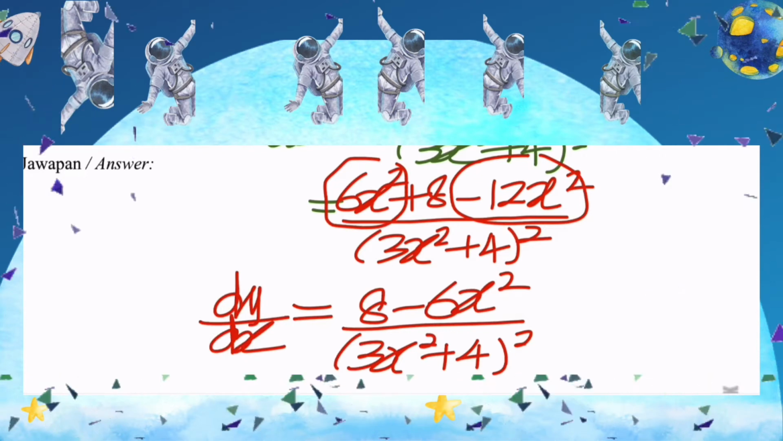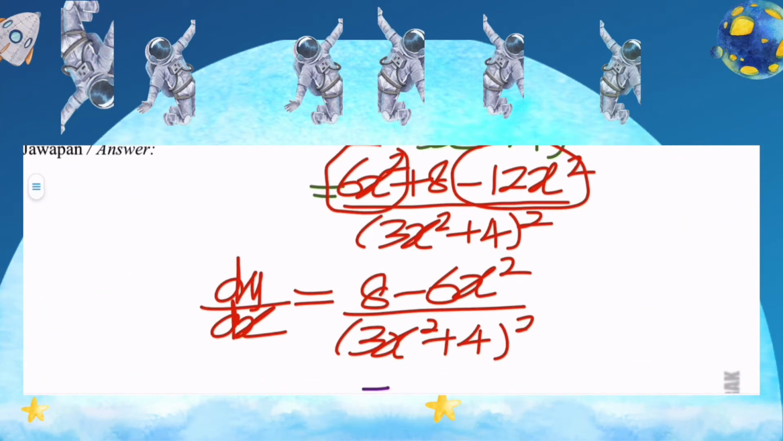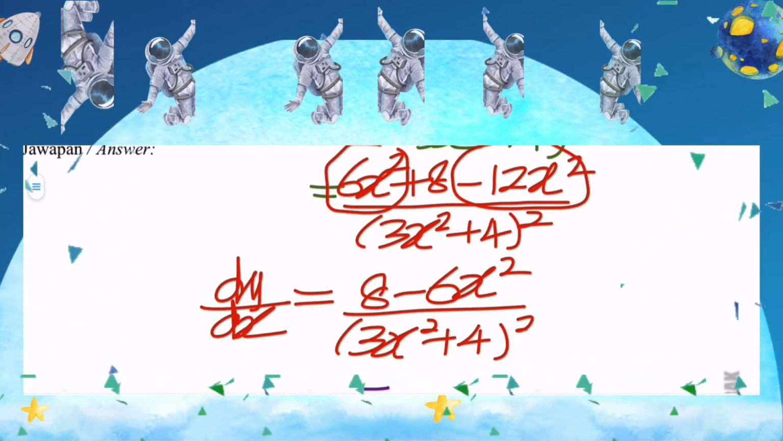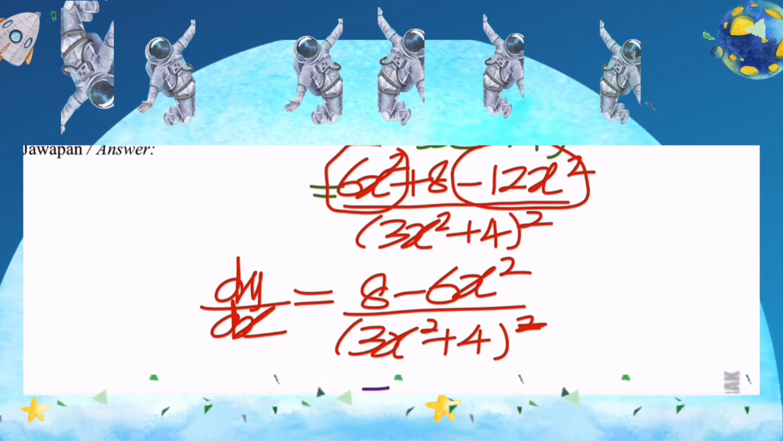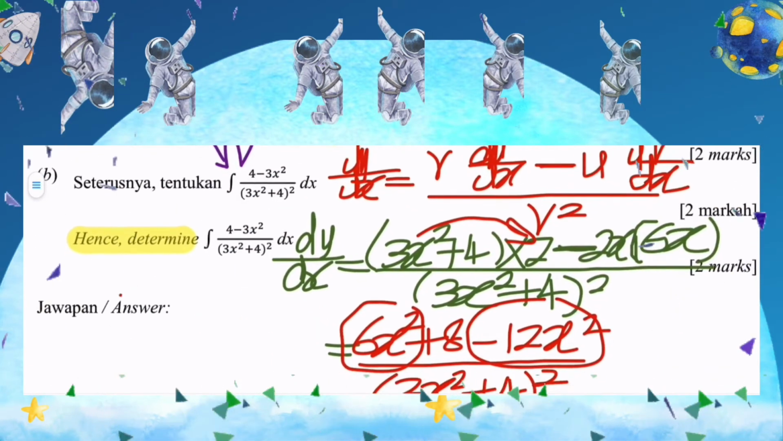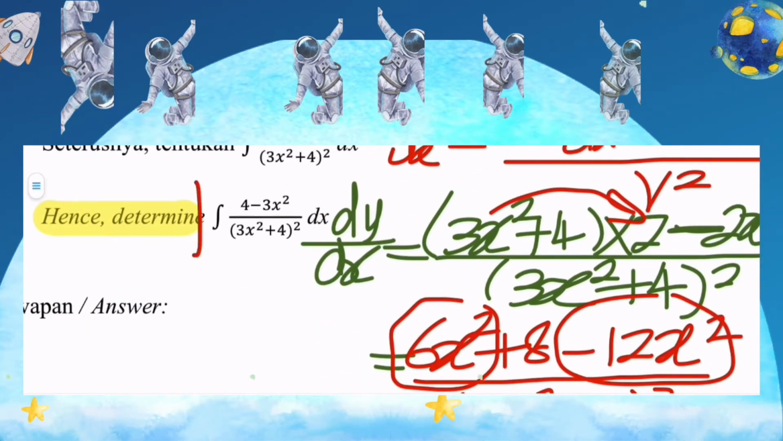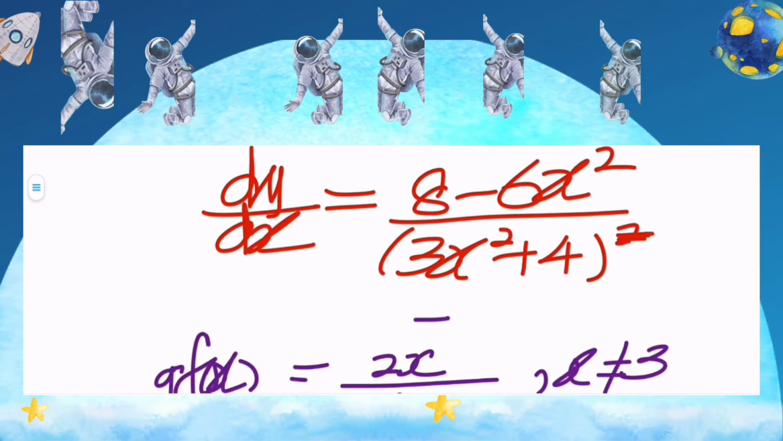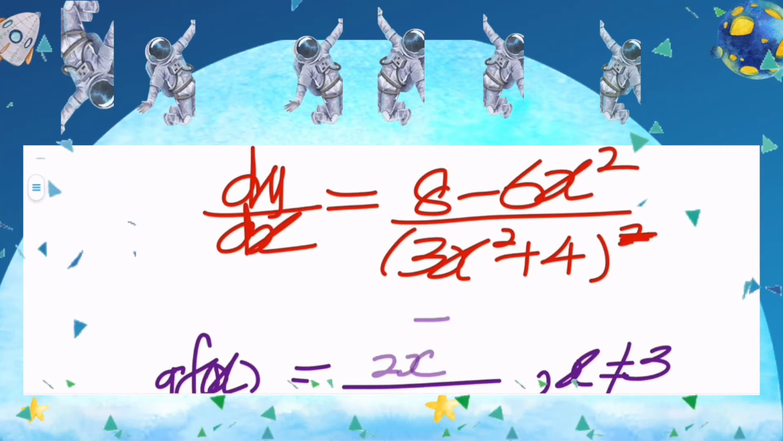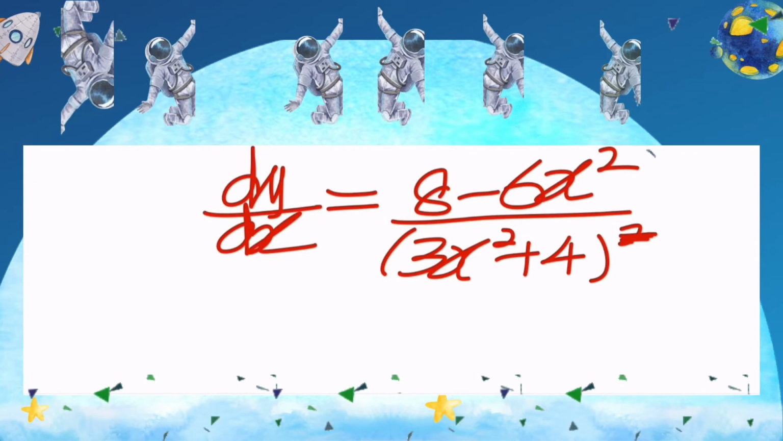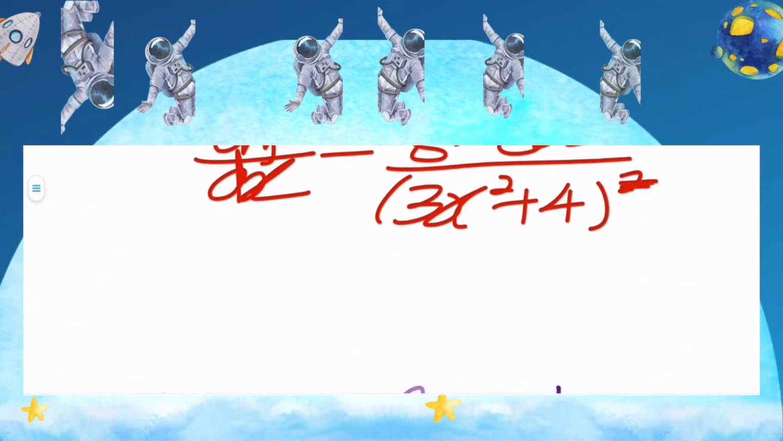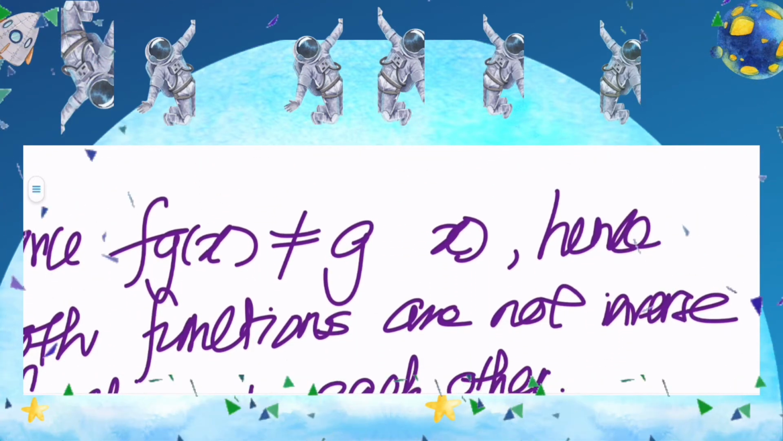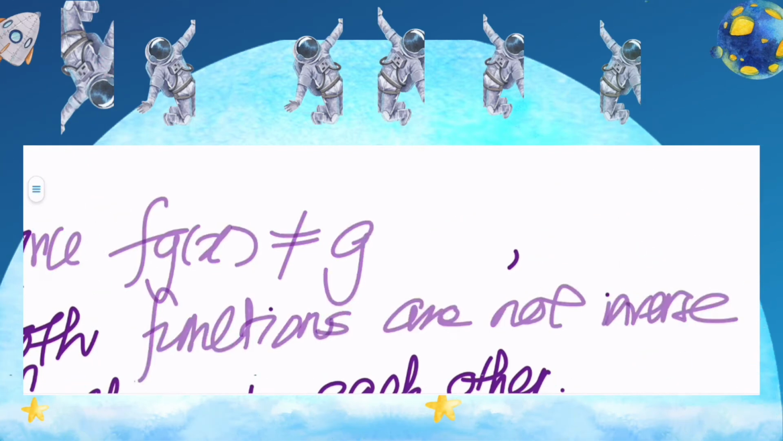Now we have shown the steps to get the dy dx. Alright, make sure we double check everything is perfect. Now for the next question, the b, hence, there is a word hence, integrate the 4 minus 3x squared over 3x squared plus 4 squared. If you look at the integration, it seems like it's quite similar to the dy dx, isn't it?